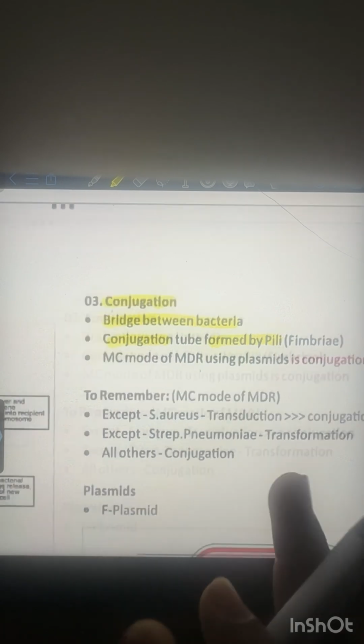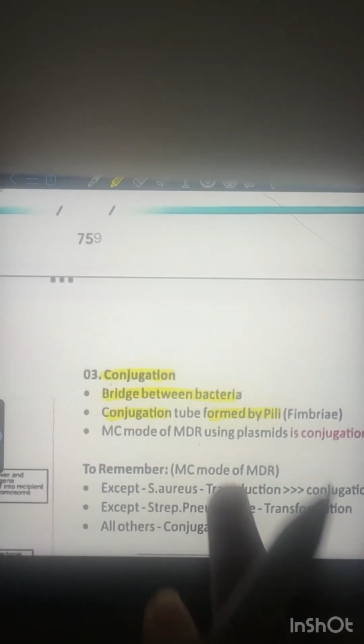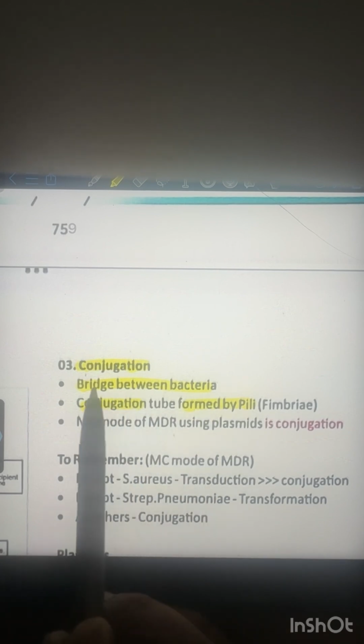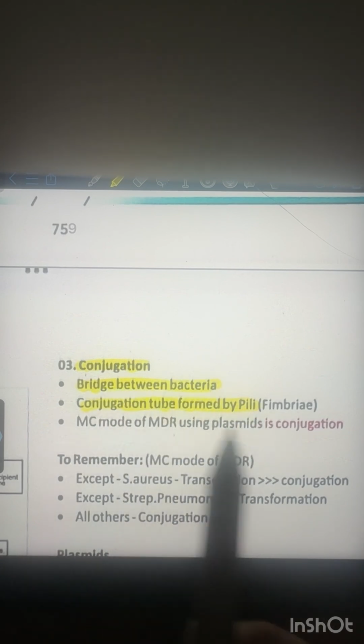The last one is referred to as conjugation. What do you see in conjugation? Some contact is forming. If this is one bacteria and this is another bacteria, you will see there is a bridge between the two. The bridge will be visible, and that is known as conjugation. So let's start studying conjugation from now onwards. So remember, conjugation is by a conjugation tube, and that conjugation tube is made by pili. This is one bacteria, this is another bacteria. A tube will form. That is known as pili.